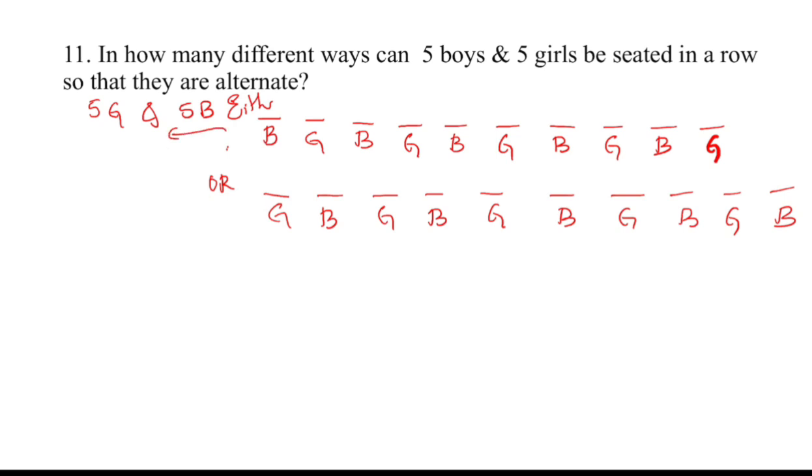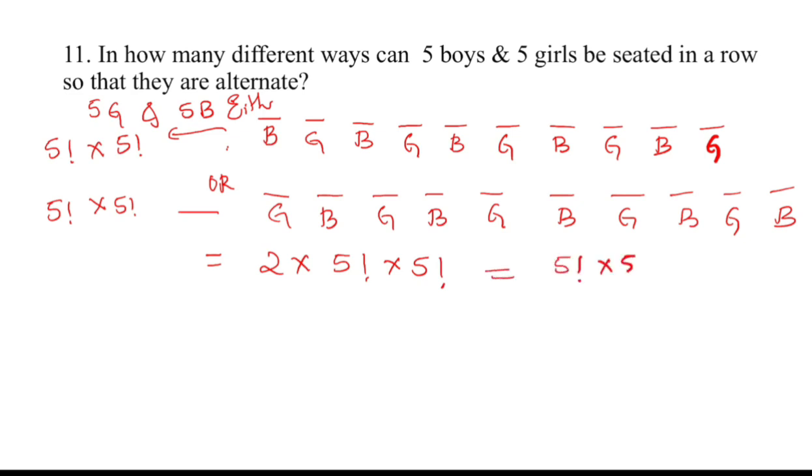Now in this, 5 girls can sit in 5 factorial ways and 5 boys in 5 factorial ways. Similarly in this also, 5 girls can sit in 5 factorial ways and 5 boys can sit in 5 factorial ways. So I told you, for an either-or condition we always add, or you can multiply it twice: 2 into 5 factorial into 5 factorial. This is the same as adding like this: 5 factorial into 5 factorial plus 5 factorial into 5 factorial. These both are the same. You can write either like this or like this.